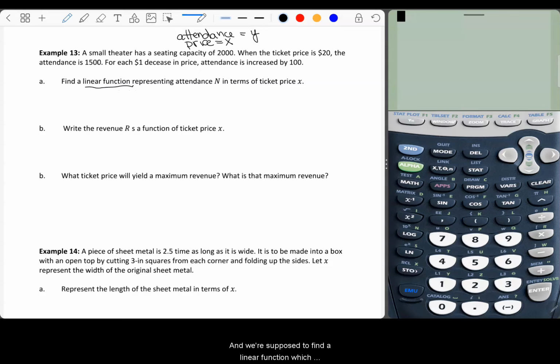And we're supposed to find a linear function, which everything we've done on applications thus far have been quadratic. And a linear function, if you remember, is y equals mx plus b. In this section, it was given as f of x equals ax plus b. But the mx plus b is something from a previous class, so you're okay to think of it that way.